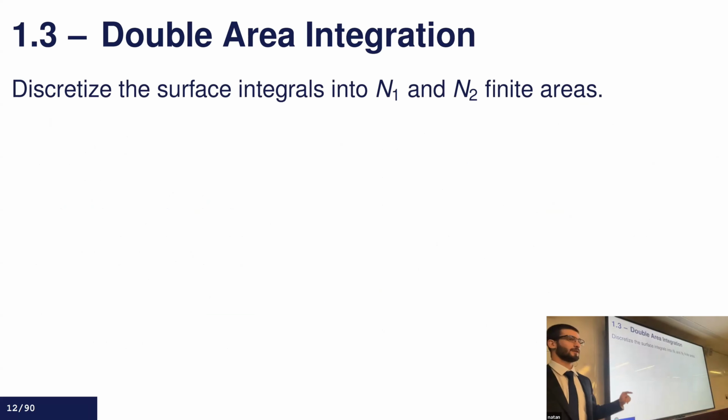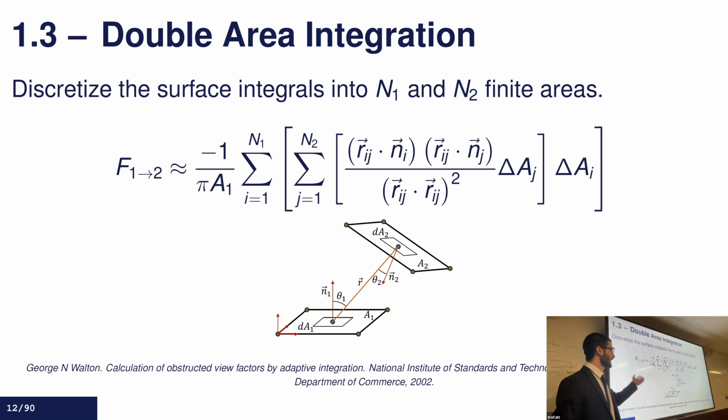The first one is called double area integration. This is essentially just discretizing the equation we just saw and turning it into two summations. So this is essentially the same equation, except two sums instead of two integrals, and everything is awesome.